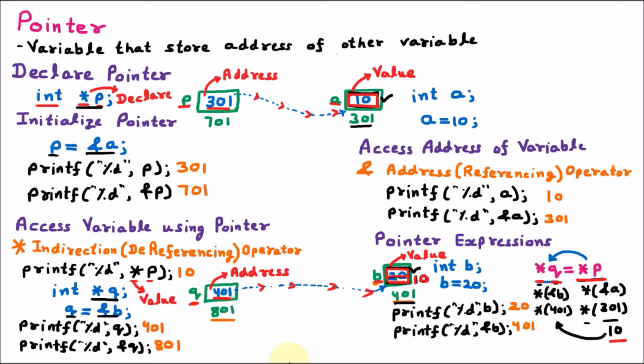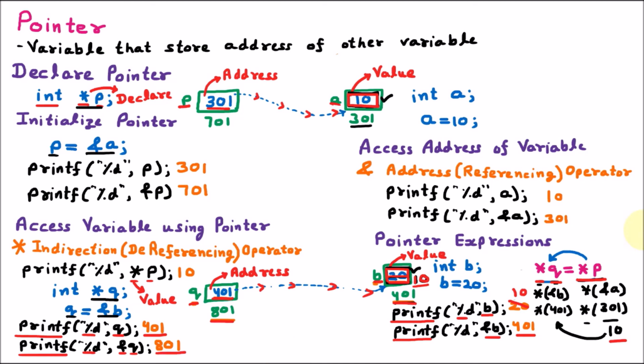Now if we write the line printf("%d", b), the new value of b is now 10, so the answer will be 10. If you are showing the address of b, that remains the same. Now if you say printf("%d", q), q still has the address 401, so the value will be the same. And if you say printf("%d", &q), the address of q is still 801.